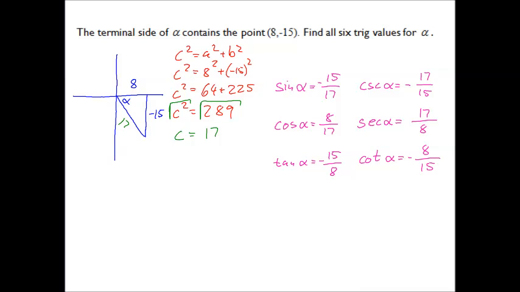is negative 17 over 15. Secant of alpha is 17 over 8. And the cotangent of alpha is negative 8 over 15.